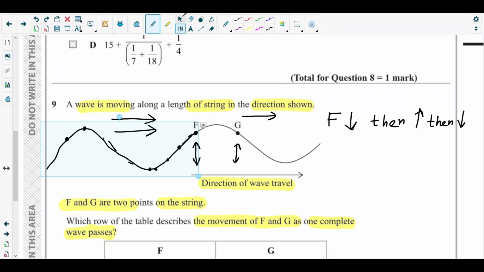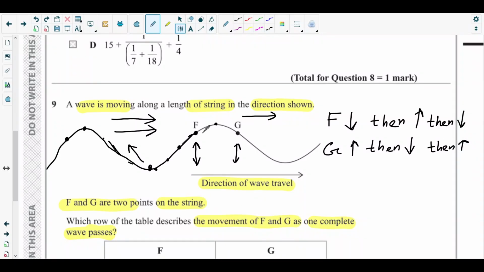What about for point G? For point G, look at the previous part of the wave. It's basically the upper amplitude, right? So that means G will move up, then it will move down. Look, it's moving down, then it will reach the minimum point, and then again it will move up as the wave moves along that way.